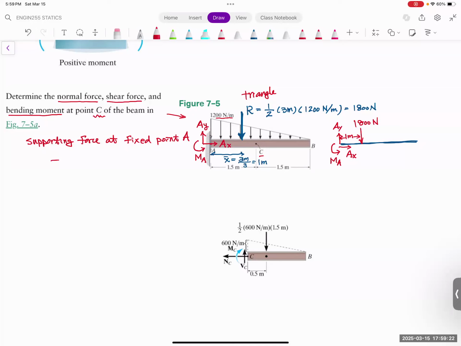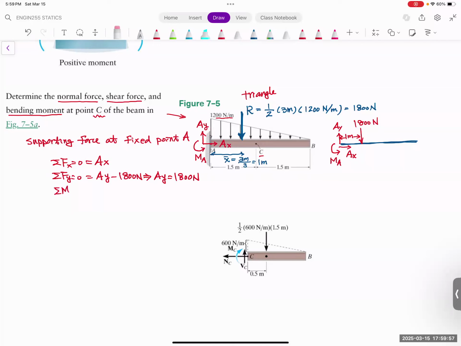And you just need to use the summation of F in X equal to 0, and we only have one force in the X direction, which is AX. We use summation of F in Y equal to 0, and we have AY, and we have 1800 going down, so it's minus 1800 Newton, and that gives us AY equal to 1800 Newton. And we can do summation of moment, and you have to pick a point.